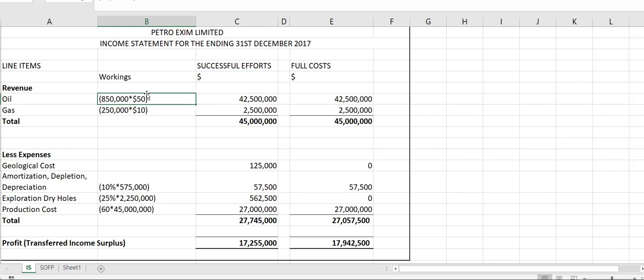So let's look at the income statement. Here we have the successful effort and we have the full cost. So for the income statement, of course, we need to do our revenue and our expenses. Then we take the difference, we get our profit. That's all. Okay.